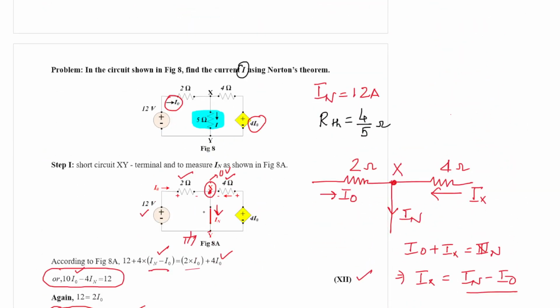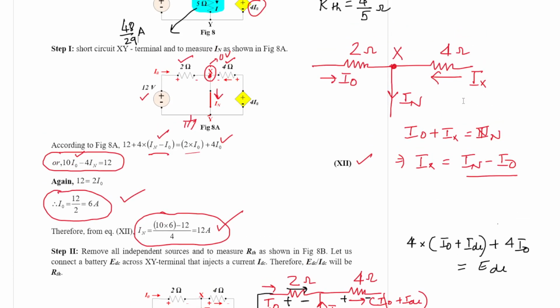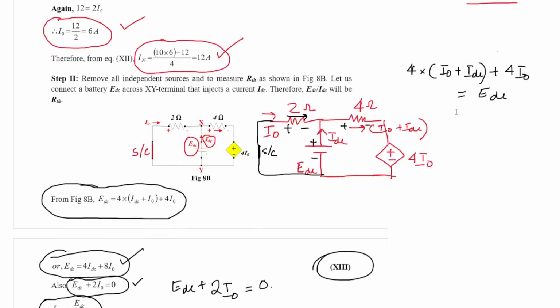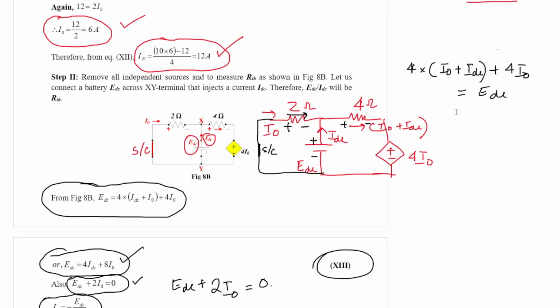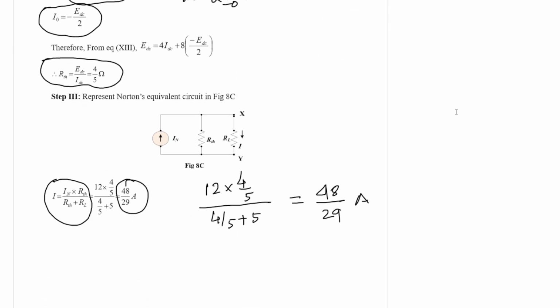So the current flowing through the 5 ohm resistance is 48 by 29 ampere. First we solved IN by short circuiting the load. Then we followed the standard procedure to measure RTH by connecting a DC voltage source or battery. And finally, once we have solved IN and RTH, we can construct the Norton's equivalent circuit to calculate the current flowing through the load resistance. These two problems we solved using Norton's theorem.